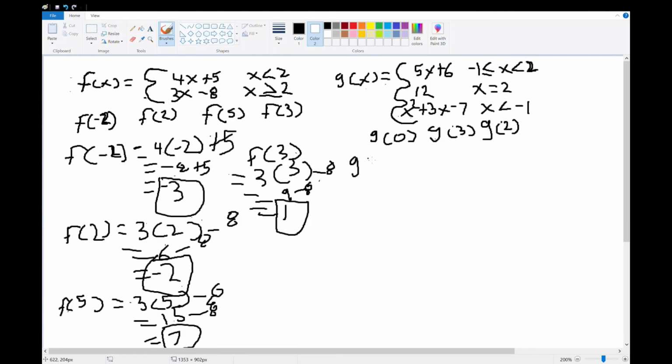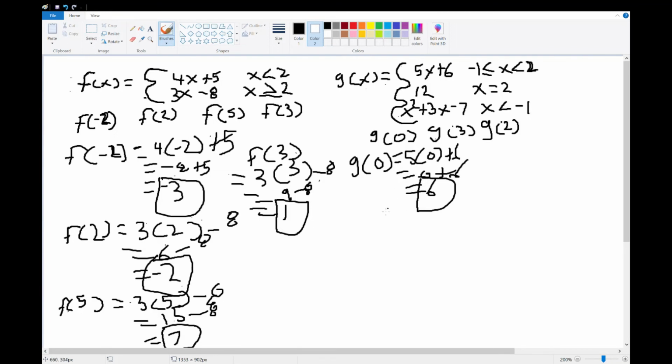So g of 0 is equal to 5x plus 6. We need to plug in x equals 0. So 5 times 0 plus 6. So 0 plus 6 equals 6. And so that is the value of g of 0.